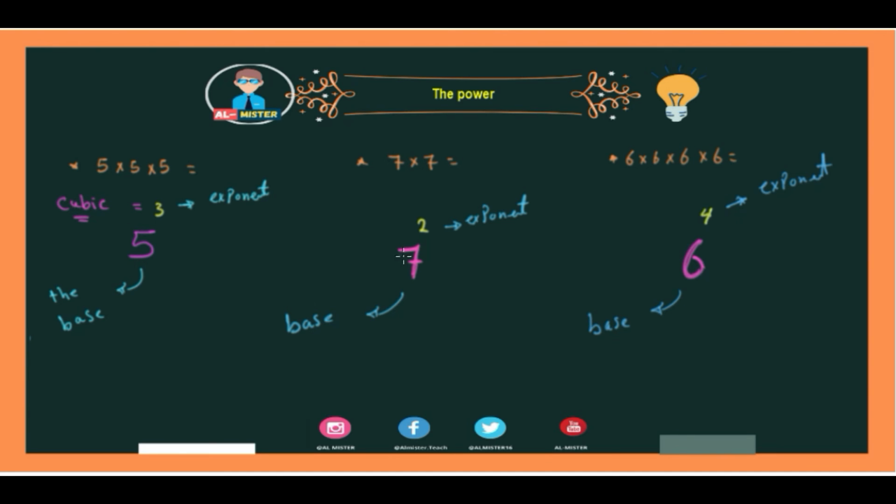In the second example, we can read this expression as 7 to the second power, and when our exponent equals the number 2 we can replace the second power by the word square. So here we have 2 ways to read this expression. In the first one we can read it as 5 to the third power or 5 cubic, and in the second one we can read it as 7 to the second power or 7 square. But in the third one we have 6 to the power 4, and we can read it as 6 to the fourth power.